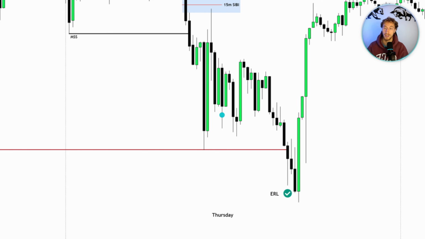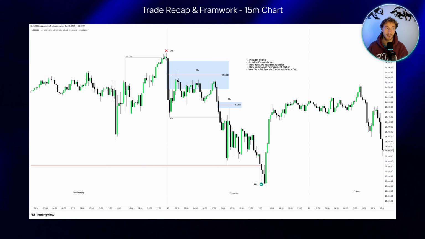We can see that New York lunch is retracing higher against those profitable positions and is taking out minor buy-side liquidity and traders that have moved their stop loss too aggressively on the trade. So once the minor buy-side liquidity has been raided here, we can see continuation into the external range liquidity into my target. So this is my trade recap and framework for this particular trade.